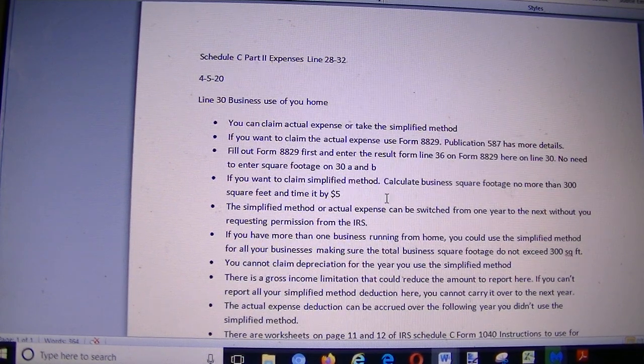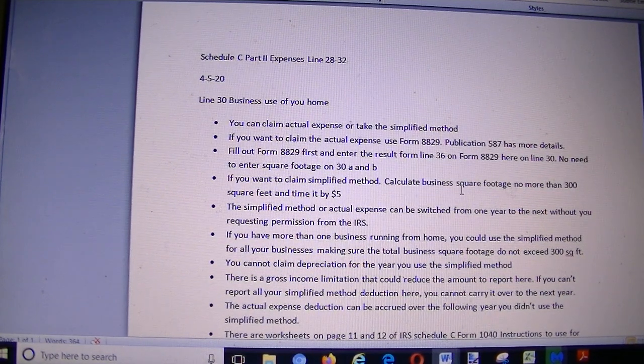If you want to claim the simplified method, yeah, the square footage cannot be more than 300 square feet. And the simplified method or actual method can be switched. We talked about that already. If you have more than one business running from home, you could use the simplified method for all your businesses, making sure that the total does not exceed that 300 square feet threshold. And you cannot claim depreciation for the year you use the simplified method.